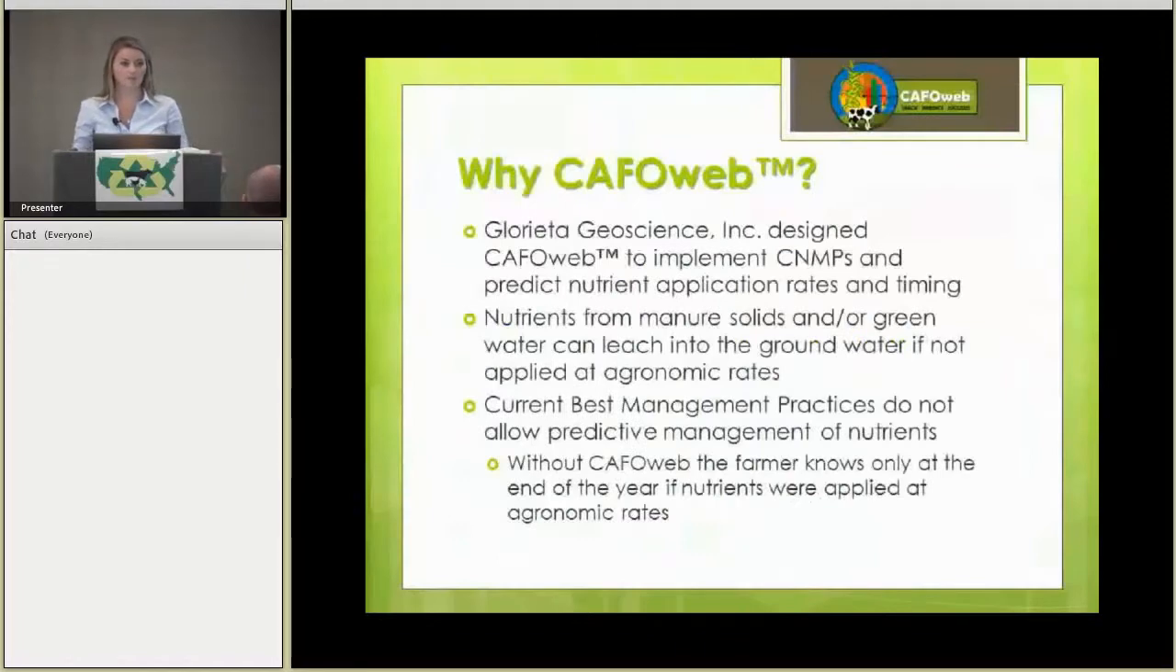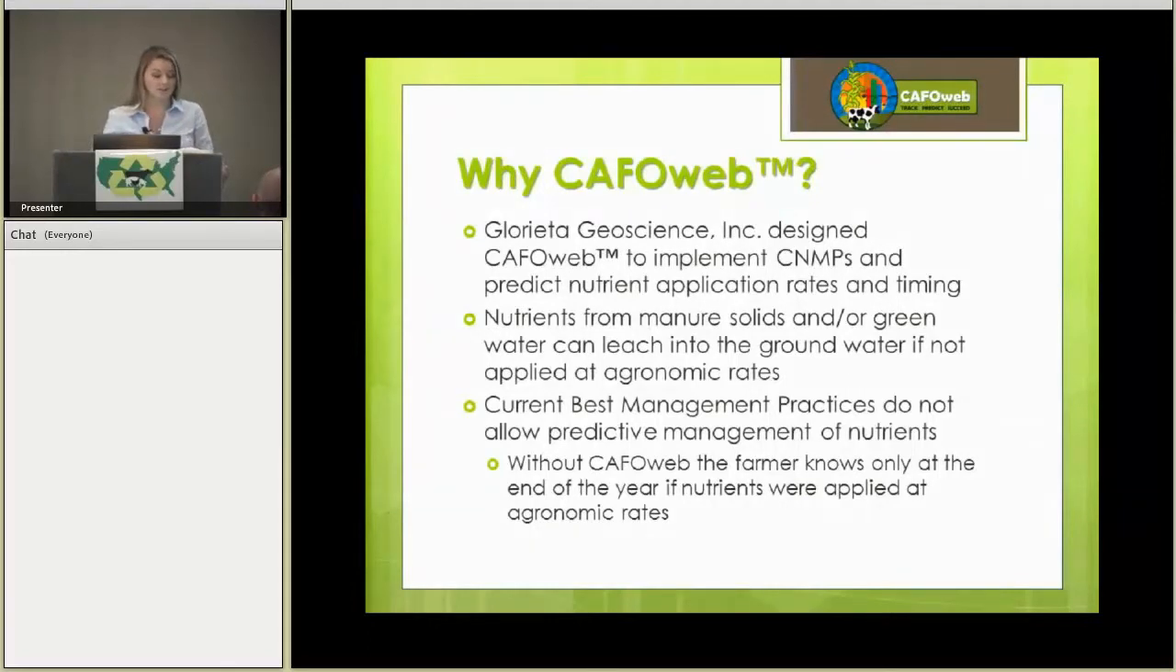So why CAFOweb? Why do we need this tool? Well, our team at Greenwater Geoscience designed CAFOweb to implement CNMPs and predict nutrient application rates and timing. As you all know, nutrients from sources such as manure and Greenwater must be applied at agronomic rates in order to avoid overapplication, because this overapplication can lead to nutrients leaching into the groundwater.